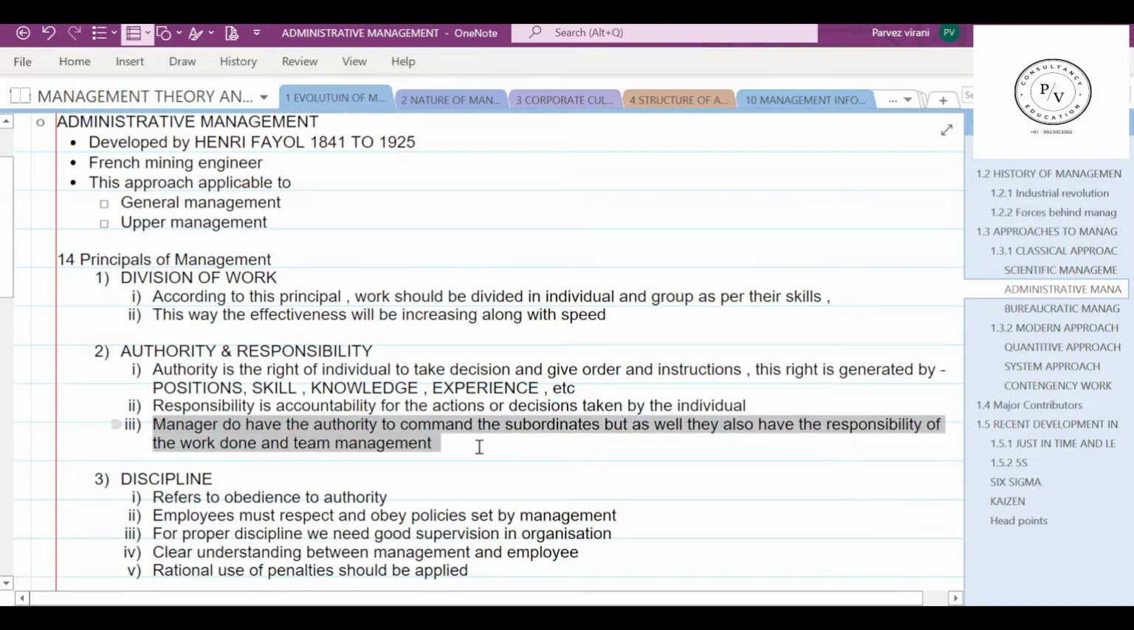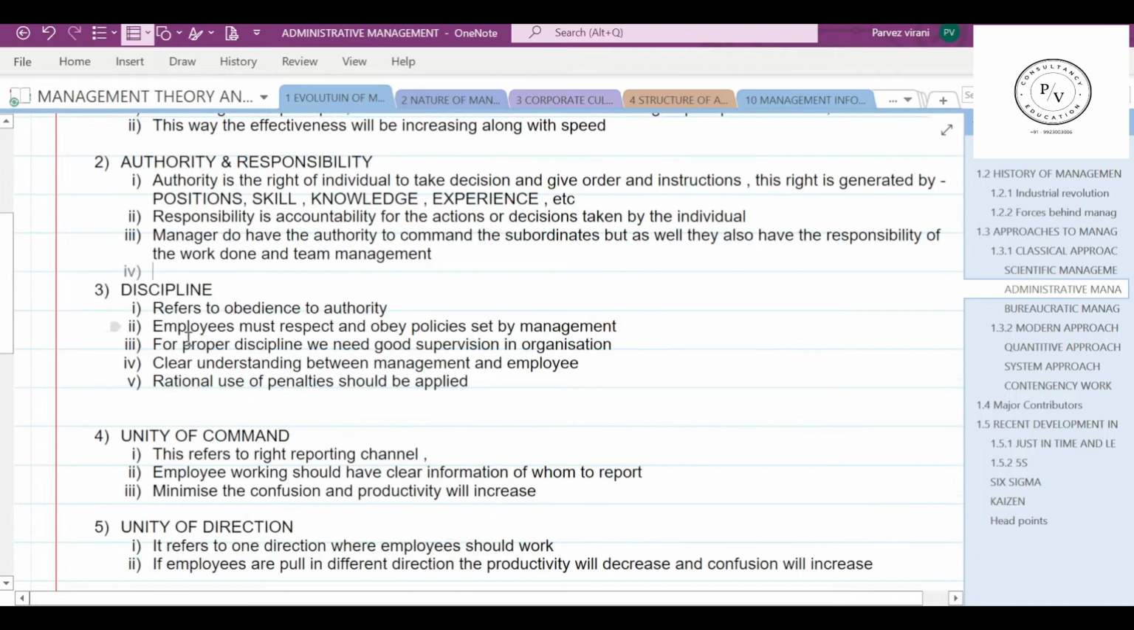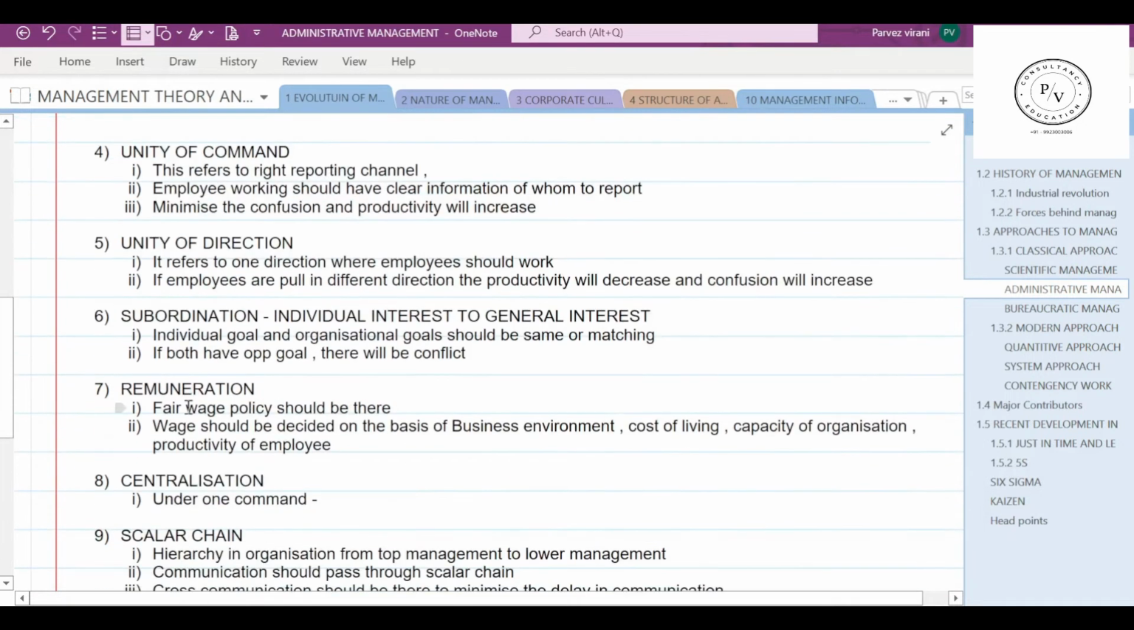Managers do have the authority to command the subordinates, but they also have a responsibility to get the work done and manage the team. Discipline refers to the obedience of the authority. Employees must respect and obey the policies set by management. For proper discipline, we need good supervision in organization, clear understanding between management and employee, and rational use of penalties should be applied. Unity of command.